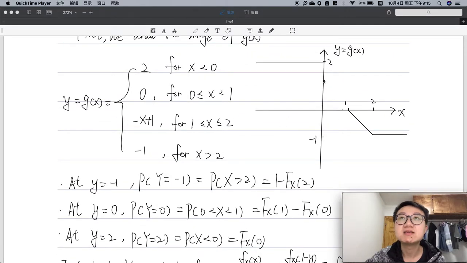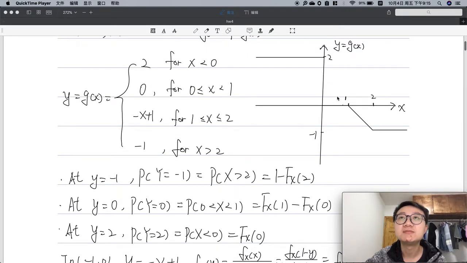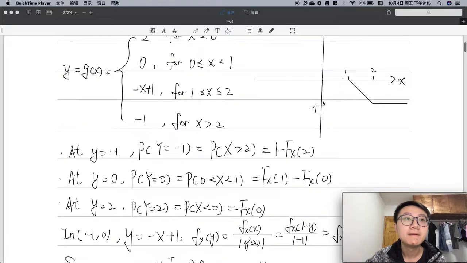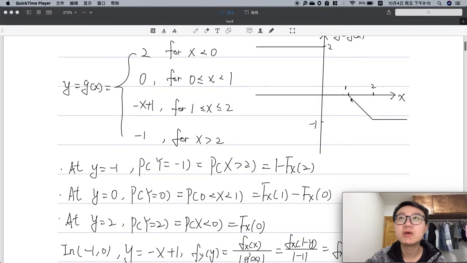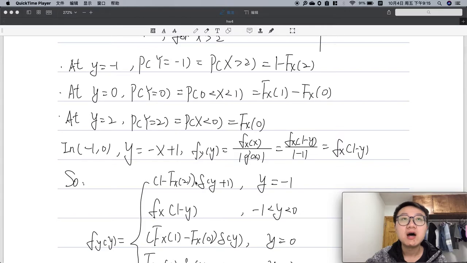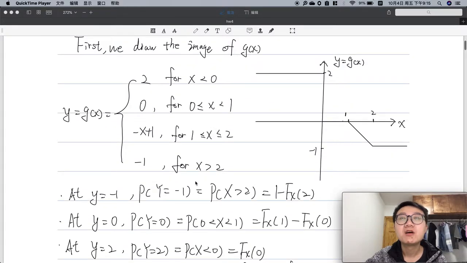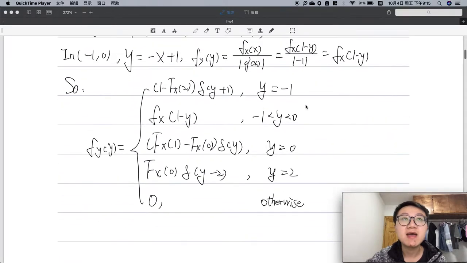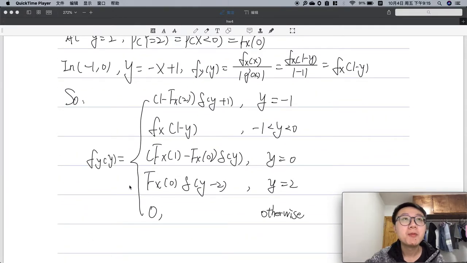In this image, we can have the range of x from 1 to 2, and after all the ranges of y are analyzed, we can get the probability density function of y like this. So we can finish them range by range, just like this.